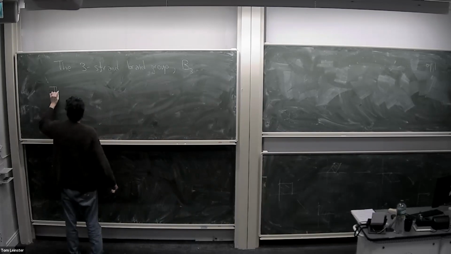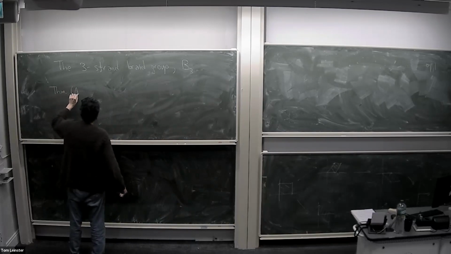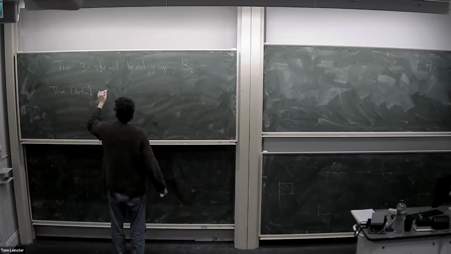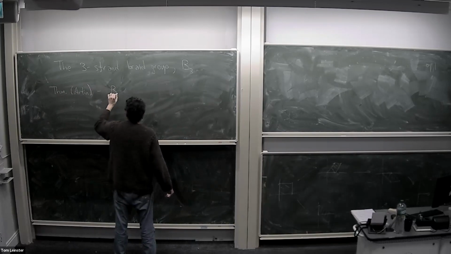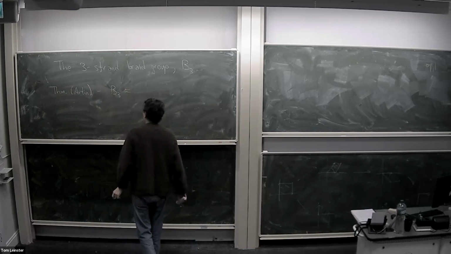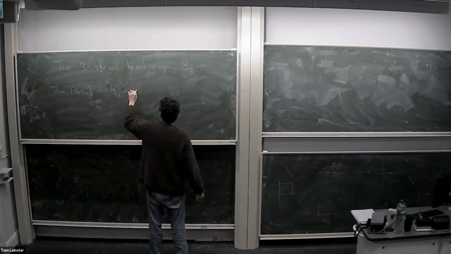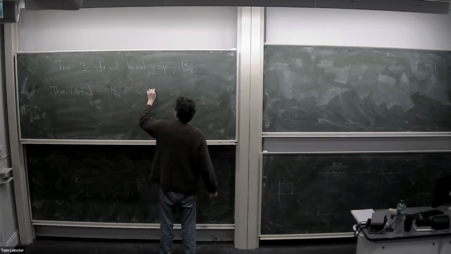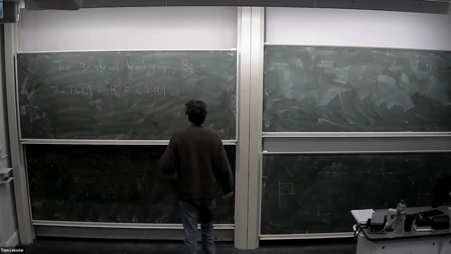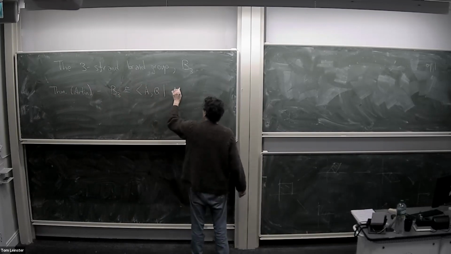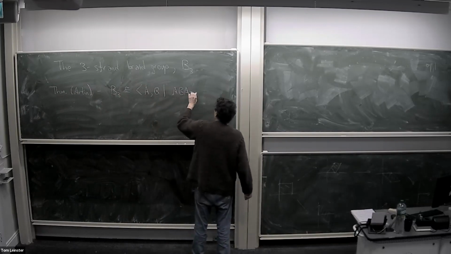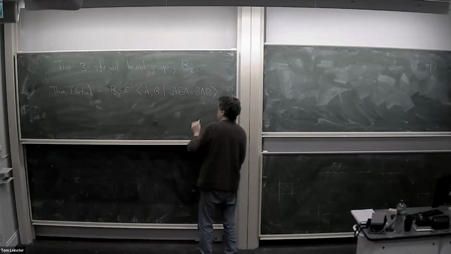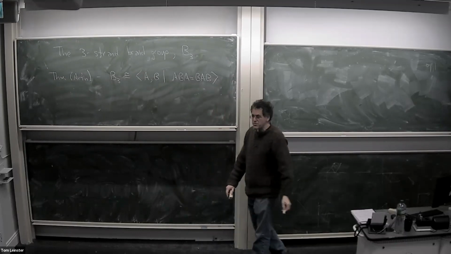But so the theorem that starts it off, probably due to Artin. It's a special case of a theorem by Artin, and I'll just state it, and then I'll explain it. So B3 is some group, and the theorem says that you can describe it using generators and relations, where you have two generators, say A and B, and one relation, ABA equals BAB. Okay, so what is this group B3?